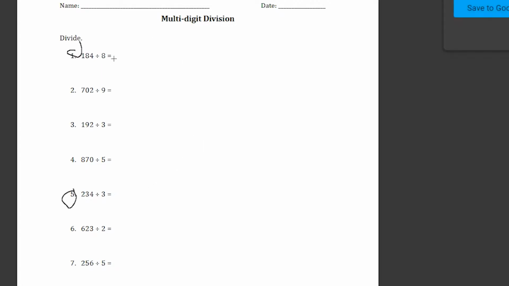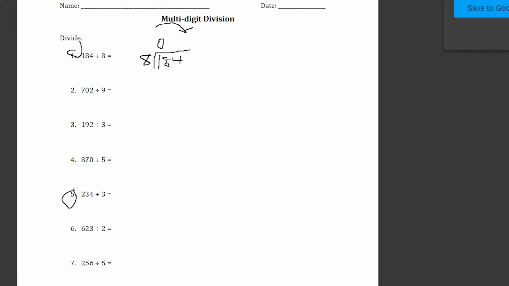So when we're dividing numbers, we set it up by putting the first number inside this box, and then we put the second number outside the box. Now we divide from left to right. And so first we have 1 divided by 8, which is not possible. So we're just going to put a 0 here as a placeholder.